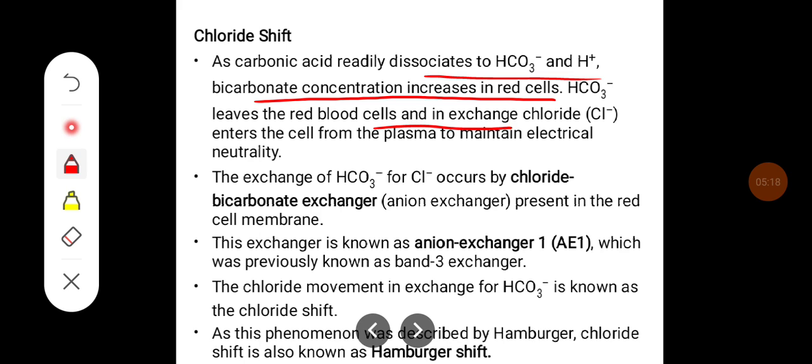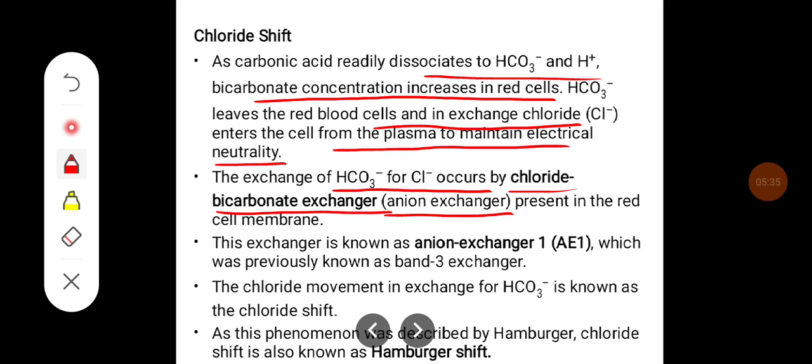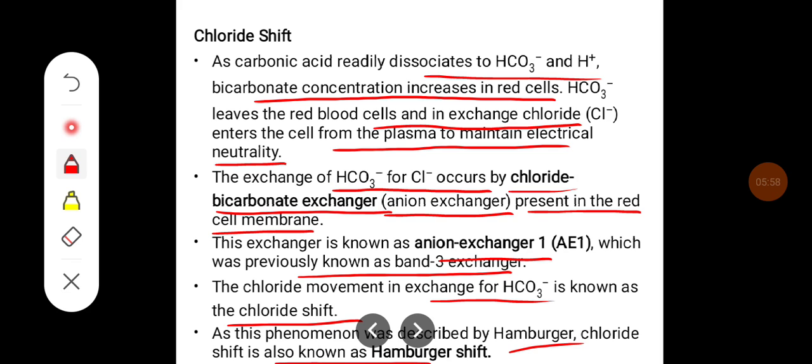HCO3 leaves the red cells and in exchange, chloride enters the cell from the plasma to maintain electrical neutrality. The exchange of bicarbonate for chloride occurs by the chloride bicarbonate exchanger, an anion exchanger present in the red cell membrane. This exchanger is the anion exchanger AE1, which was previously known as band 3 exchanger. The chloride movement in exchange for HCO3 is known as chloride shift. As this phenomenon was described by Hamburger, chloride shift is also known as Hamburger shift.